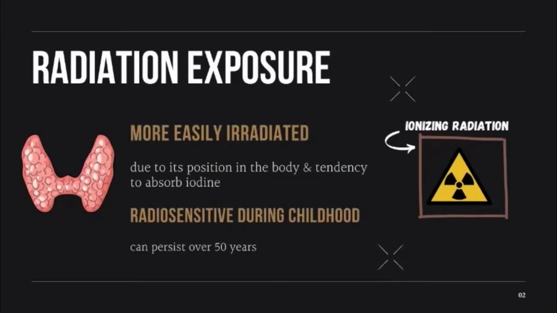Radiation exposure has also been a major risk factor for thyroid cancer. It is noted that the thyroid gland is more easily irradiated due to its position in the body and tendency to absorb iodine. The thyroid gland is characteristically radiosensitive during childhood and may persist over 50 years of life if acutely exposed at a young age. Ionizing radiation, such as X-ray, can cause DNA strand breaks and somatic mutations.